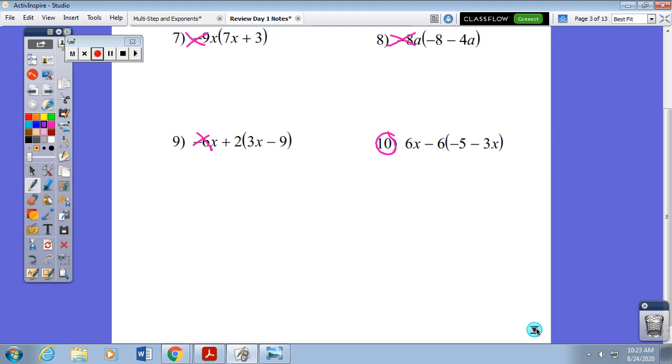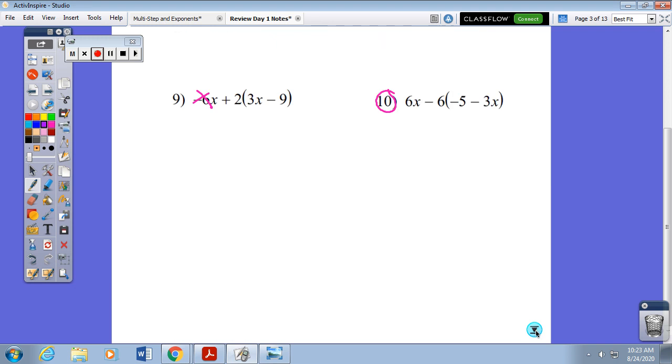Okay, number 10. In number 10, you need to work with this negative 6 first. I have to distribute that. So what I'm going to do is just bring down this 6x. I'm not doing anything with it yet. Now I'm going to distribute this negative 6. So negative 6 times negative 5. Negative times negative is positive 30. Negative 6 times negative 3x, so it's a positive 18x.